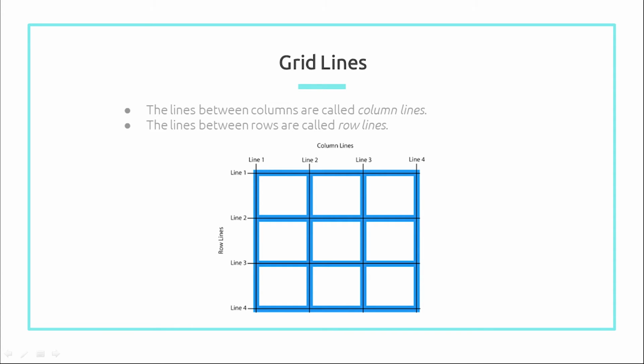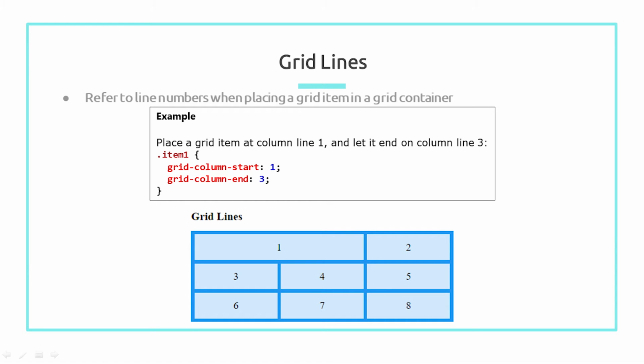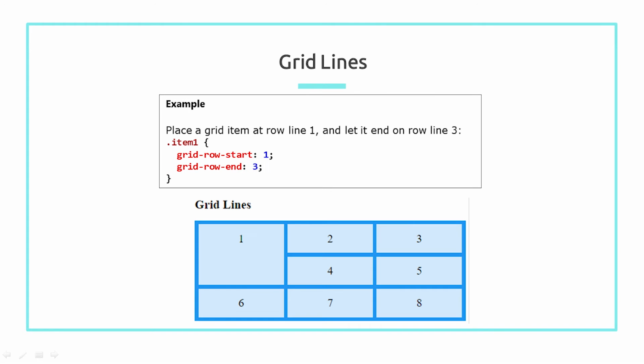Grid lines. The lines between columns are called column lines. The lines between rows are called row lines. Refer to line numbers when placing a grid item in a grid container. Example. Place a grid item at column line 1 and let it end on column line 3. Example. Place a grid item at row line 1 and let it end on row line 3.